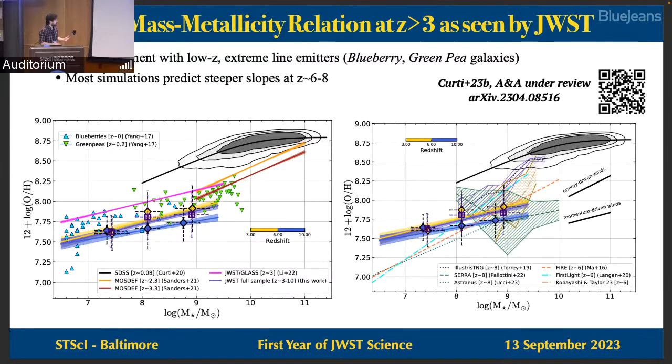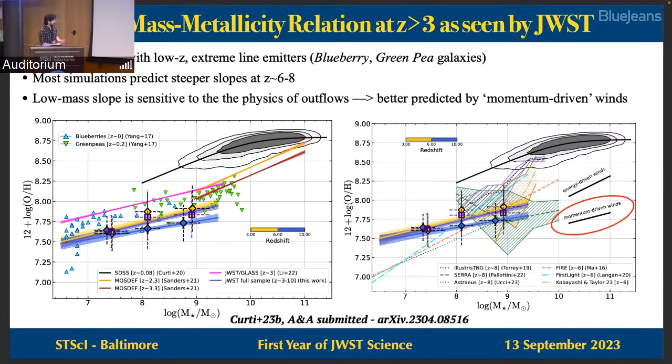And in terms of simulations, modulo all the caveats and uncertainties that Michaela Hirschmann has also discussed before, most simulations at redshift around 6 to 8 predict a generally steeper mass-metallicity relation at lower masses than we observe. And in general, analytical and semi-analytical chemical evolution models that implement momentum-driven winds from star formation and supernovae better reproduce the observed slope of the mass-metallicity relation, in the sense that they predict a flatter slope than energy-driven winds.